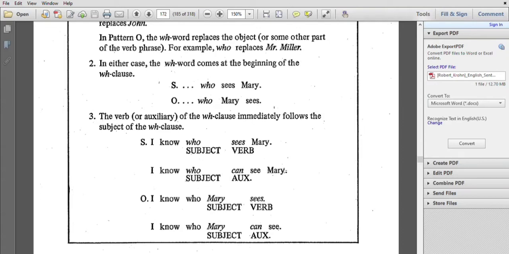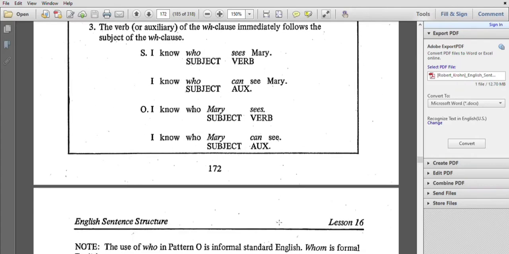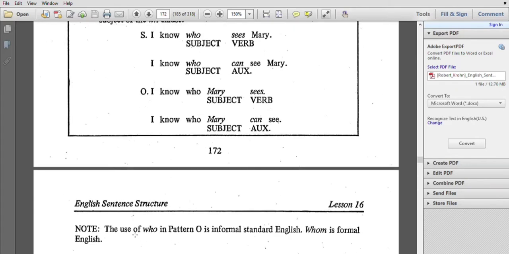This also applies to the next pattern. At first, the sentence is, "I know who Mary sees." And then it will become, "I know who Mary can see." And there is a note: the use of who in pattern O is informal standard English. Whom is formal English. So if you want to use formal English, please use whom to replace the who word. So it will be "I know whom Mary can see."